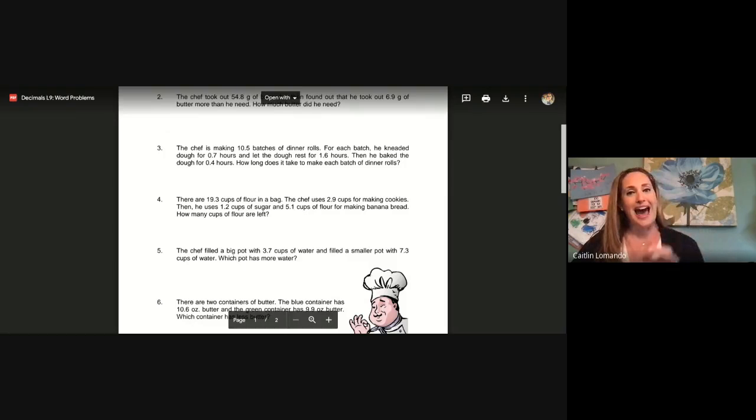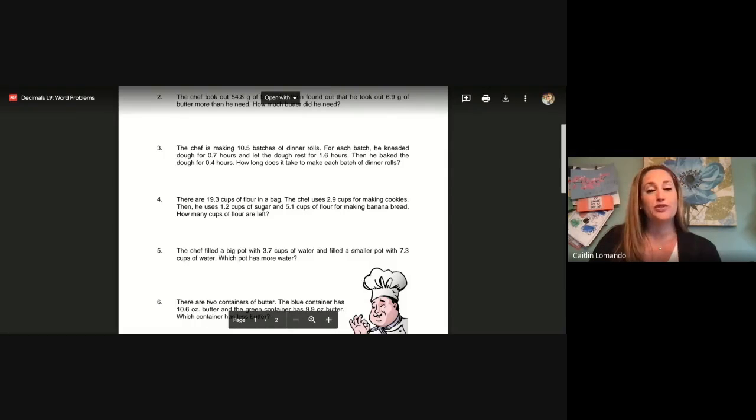I could add all of the flour that he uses, or I could subtract it from the total. I personally like to add first. So let's see what he uses. Remember, we're talking about flour only. They're trying to trick you a little bit. So the chef uses 2 9/10 cups for cookies of flour. All right, flour on my board.